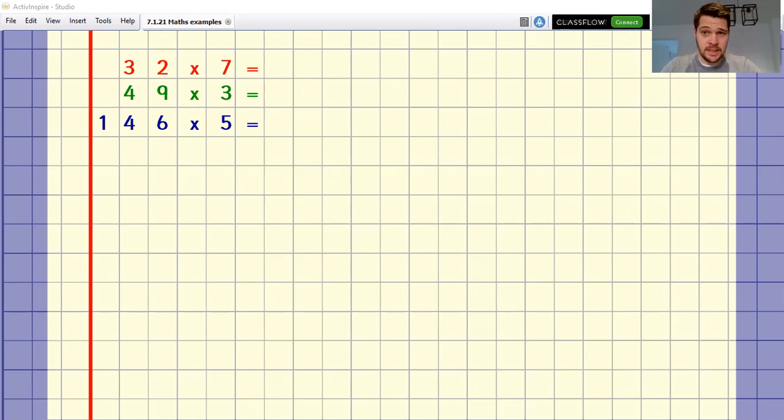Okay, today we are going to be focusing on multiplying two-digit numbers, for example, 32, 49, or three-digit numbers, 146, by a single-digit number. We're going to be using the short multiplication method for this. We're not going to be using the pictorial or the visual, similar to yesterday with the add-in.